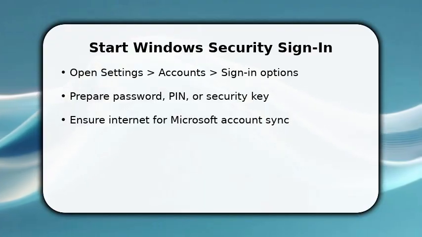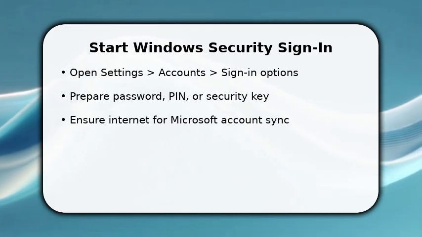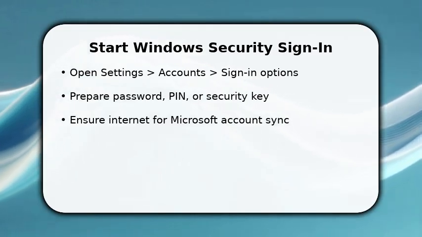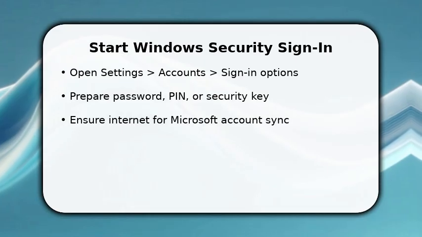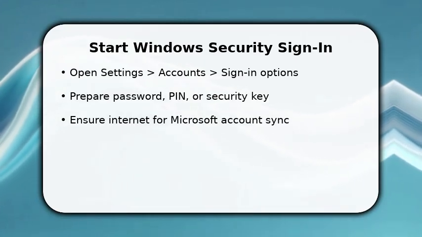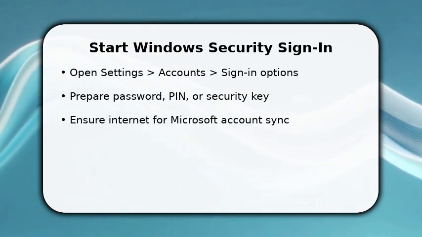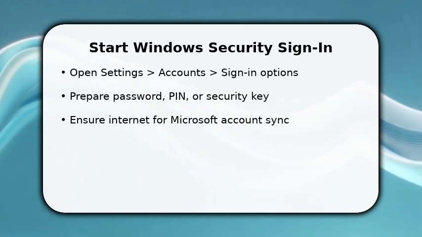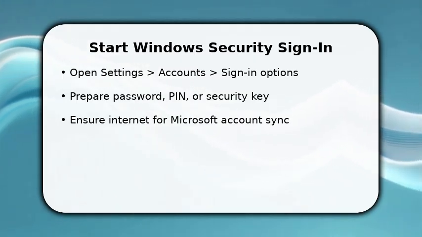You start by going to Settings, then Accounts, then Sign-in Options. This is where Windows centralizes access methods. Choose whether you'll use a password, a PIN, or a security key, and make sure you have that credential ready. If you use a Microsoft account, check your internet connection so settings sync.